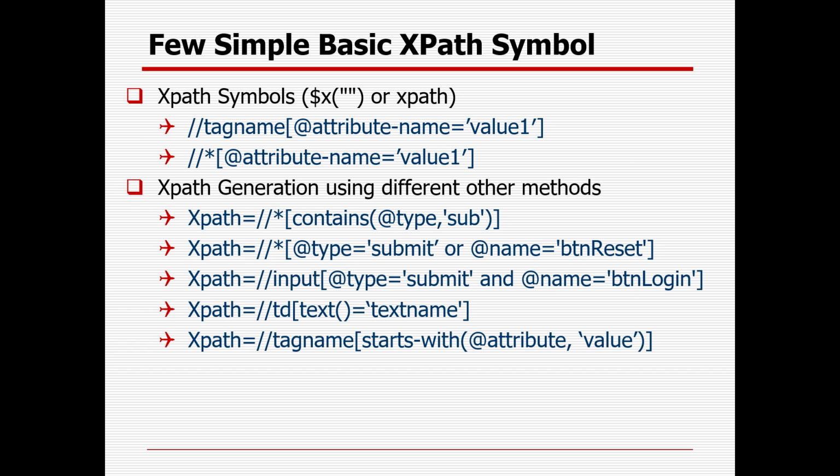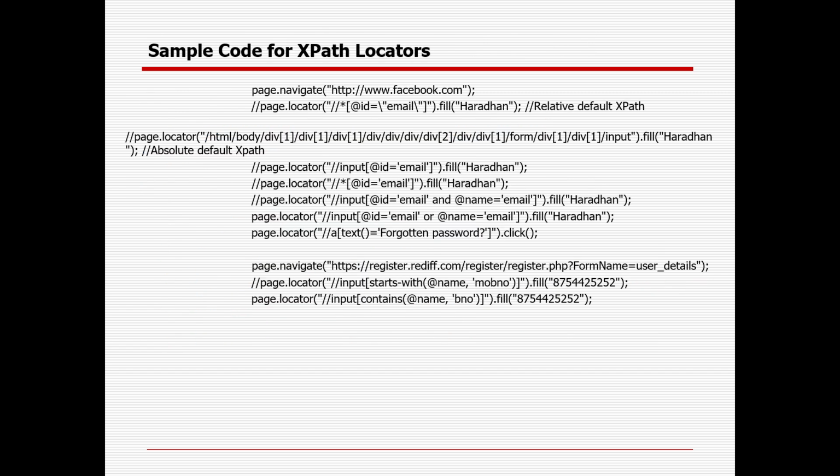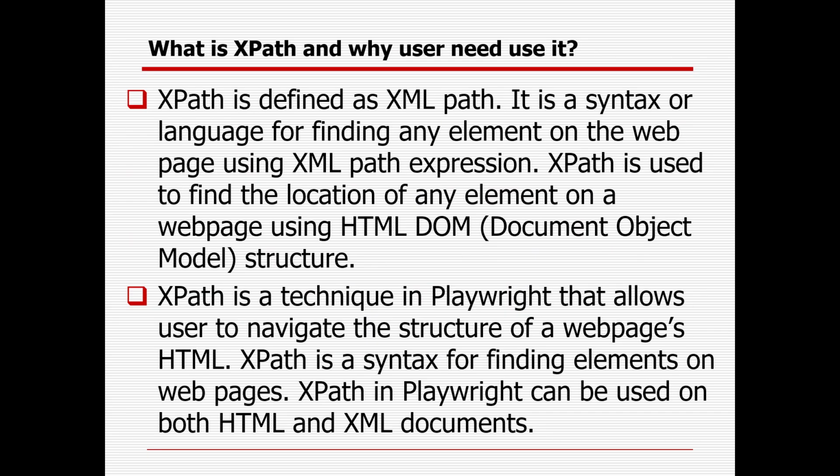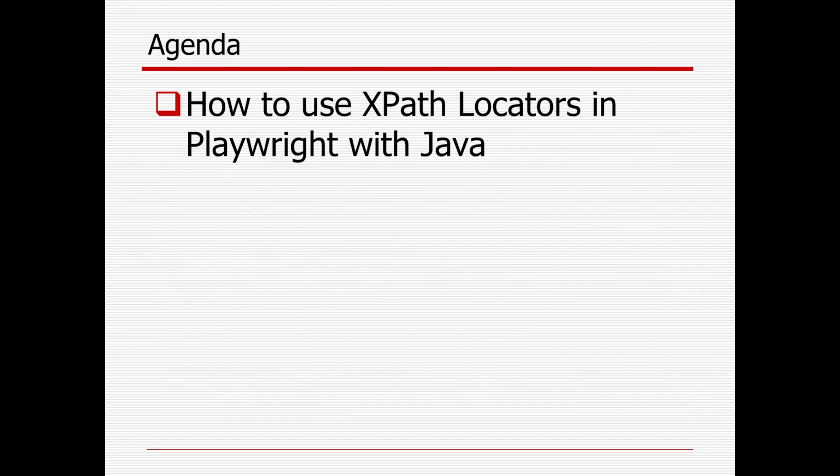So this is the way we can try to create our own customized XPath, and we can try to work with Playwright and identify the element with the help of the XPath locator in Playwright with Java. So that's all from today's session, guys. Thank you.